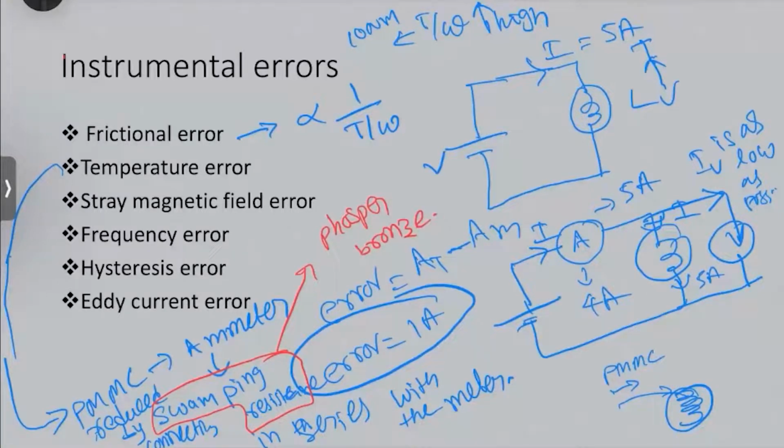It is independent of the temperature. Even though the temperature is increased, the resistance won't be affected. Okay, to overcome the temperature error, we are going to use swamping resistance in the PMMC ammeter. Okay, PMMC ammeter.